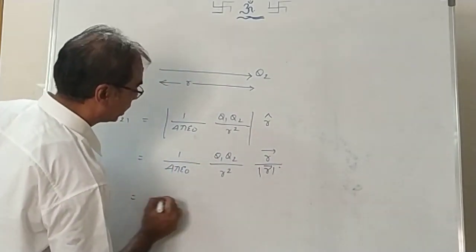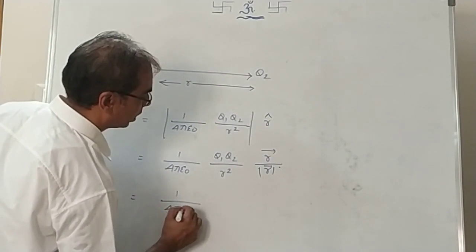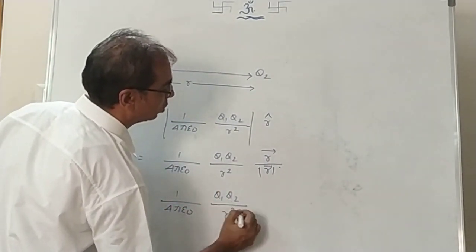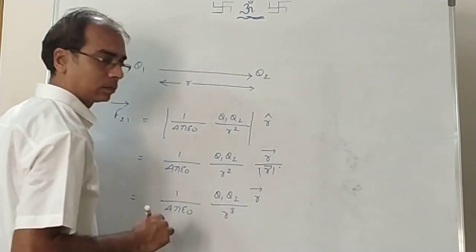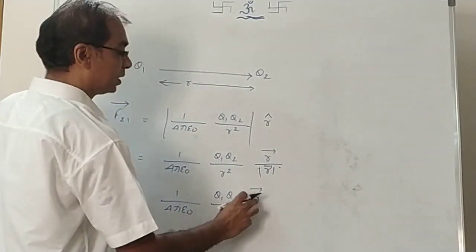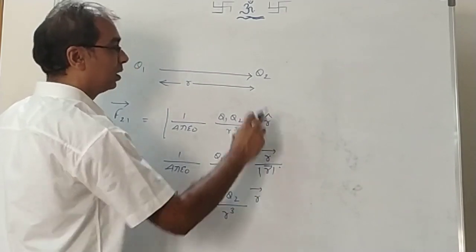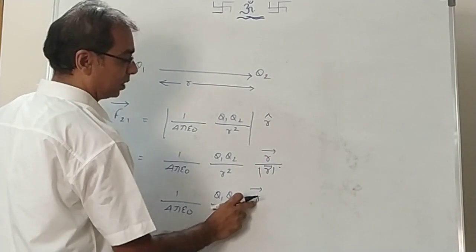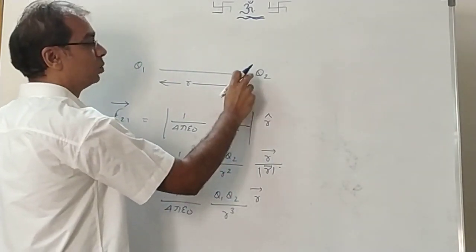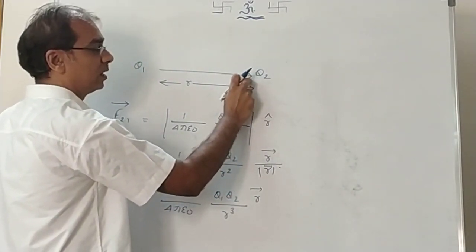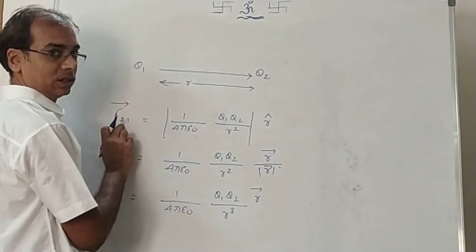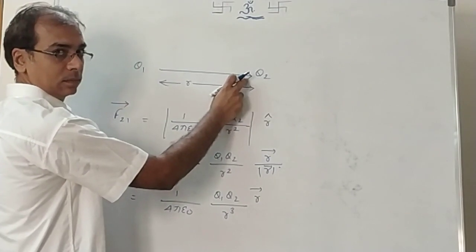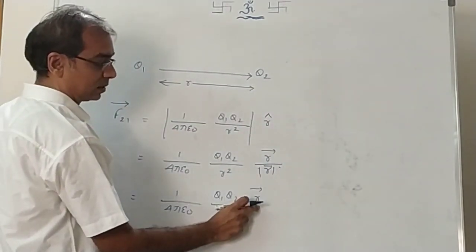Okay, so what we will be getting? 1 by 4 pi epsilon naught Q1 Q2 by R cube R vector. Okay, this R vector is where? Its head is always where? On which you are finding the force. Remember that. This R vector's head will always be towards the charge on which you are finding the force. Here we have written second charge. Force on 2 due to 1. So head is like this. Okay, you can see head is like this.